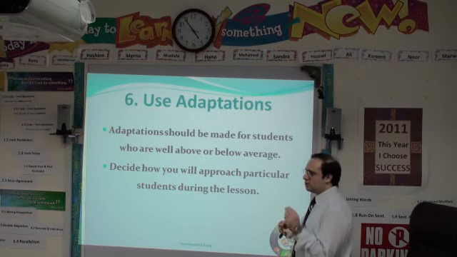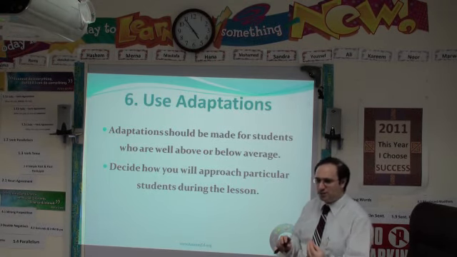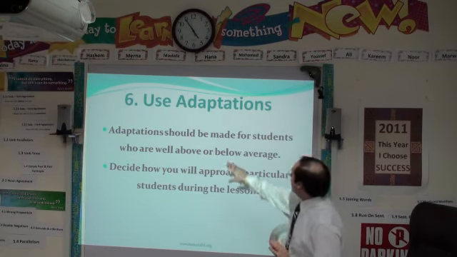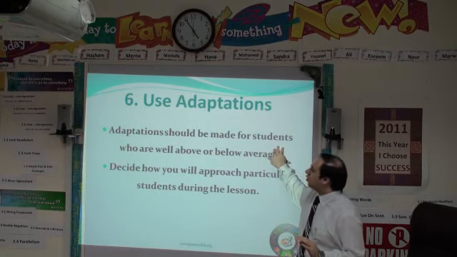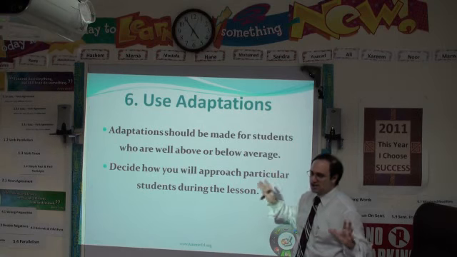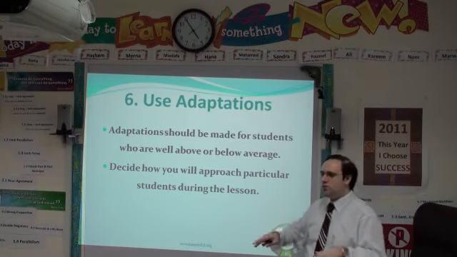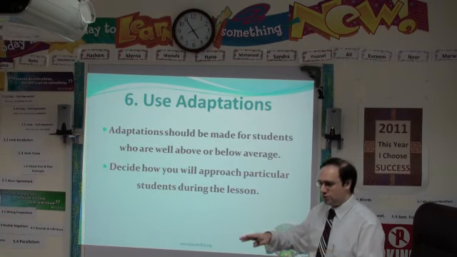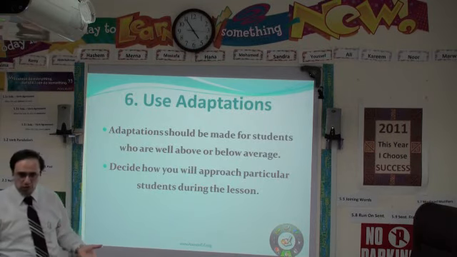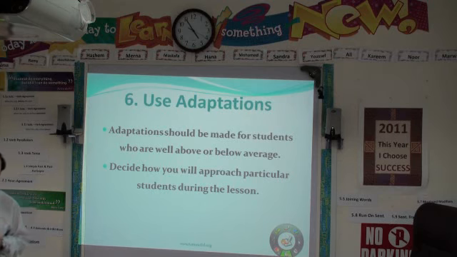Then I focus on the students that need an adapted plan. They need a plan that will be changed slightly to suit them in particular. Adaptations should be made for students who are either well above or below average. Basically, our generic lesson plans, that one size fits all, work for the average student, for the normal student. But those who are well above average or below need some kind of adaptations. They need some kind of special considerations in my lesson plan.